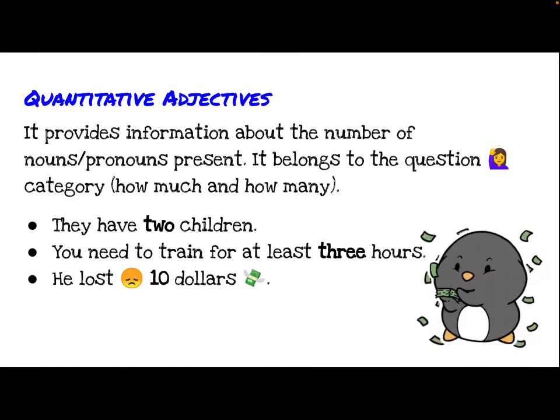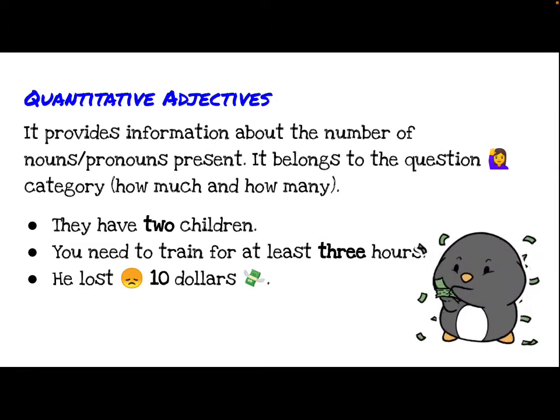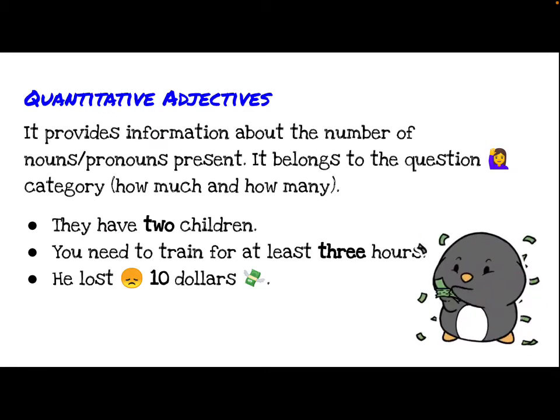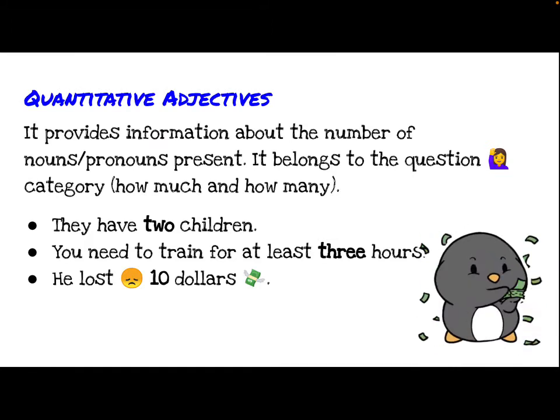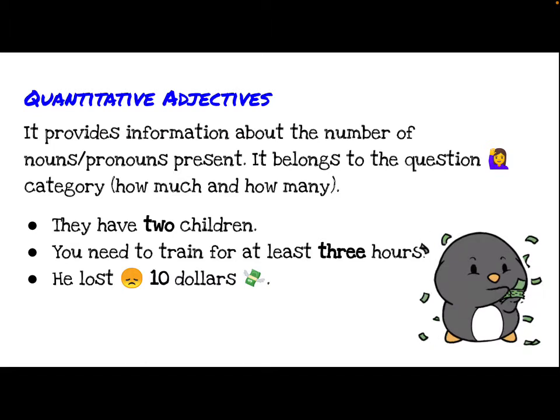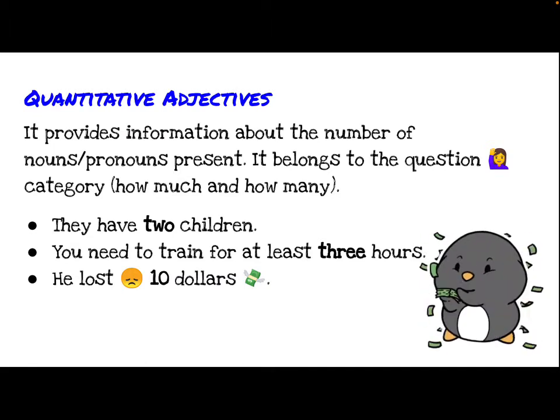The second example, you need to train for at least 3 hours. In this example here, you can see that the number of hours that this person ought to train for is 3, and it describes how many hours the person needs to train for. The last example tells you how much money this guy has lost. He lost $10.